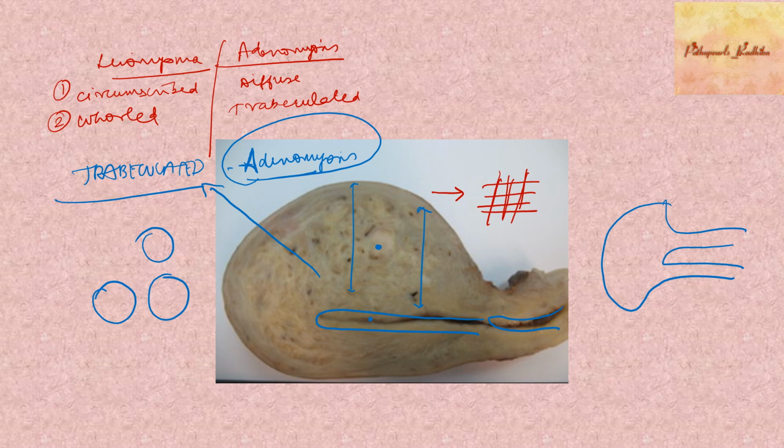And histologically, leiomyoma is from smooth muscle, so you'll have a lot of benign spindle shaped cells, whereas in adenomyosis you will have endometrial tissue in the myometrium. And the mutation seen in leiomyoma is MED12, which is mediator 12 mutation. So this is about adenomyosis and leiomyomas.